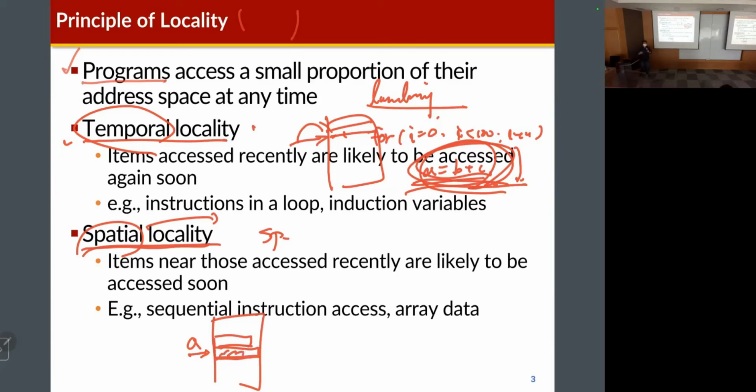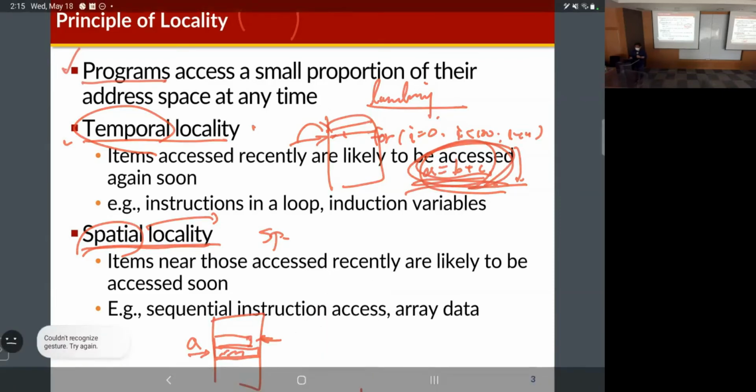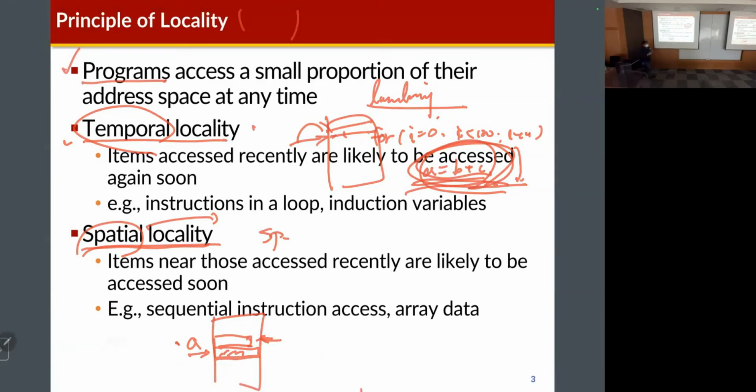It's possible that if this A is accessed, the same program can access some other data which is far from this data A. But as I said, it's with high probability, so usually if this data is accessed, then in the near future, the neighbor data will be accessed. So that is the definition of spatial locality. And now the examples of spatial locality.